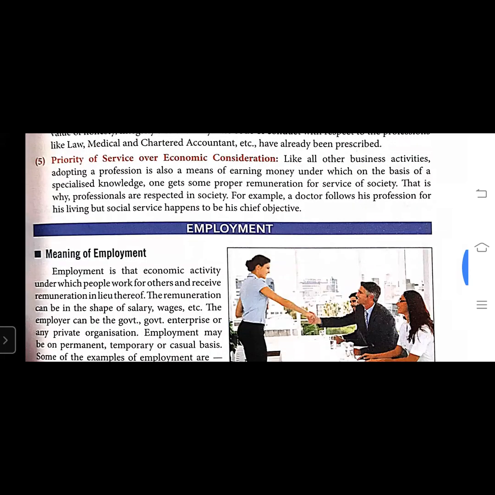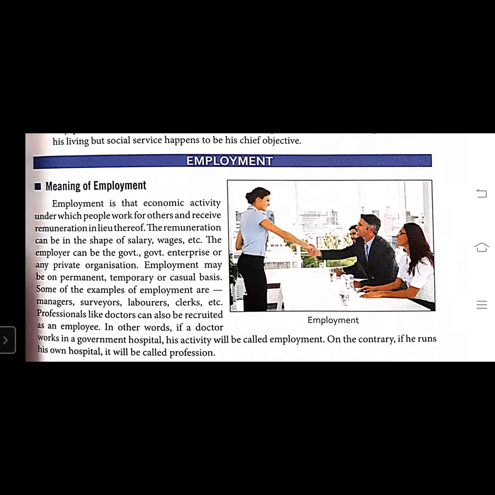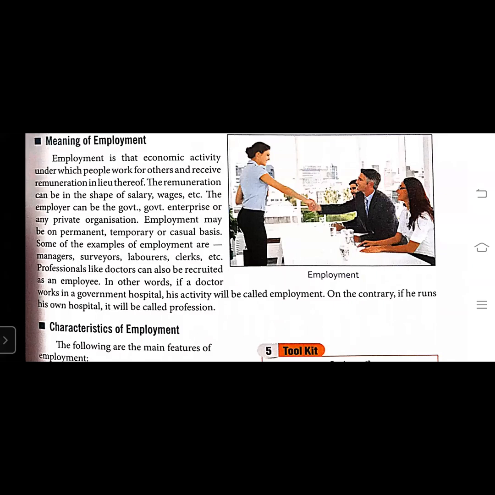Next one is employment. Meaning of employment: employment refers to the occupation in which people work for others in return for salary, wages, etc. Those who are employed by others are known as employees, like managers, assistants, clerks, peons. People who engage such employees are known as employers.